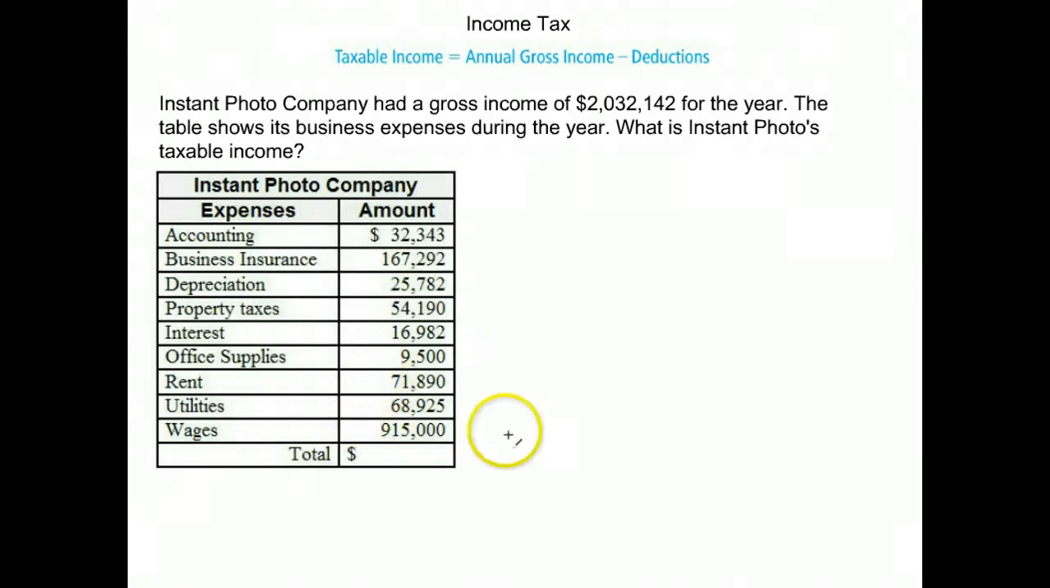All right, now let's talk about taxable income. Here we have an expenses list for this Instant Photo Company. It says Instant Photo Company had gross income of $2,032,142 for the year. The table shows its business expenses during the year. What's Instant Photo's taxable income?